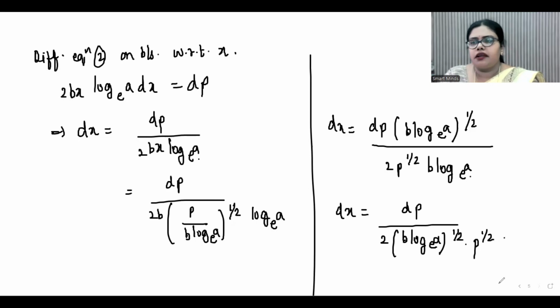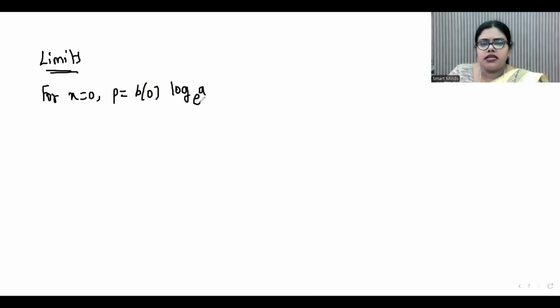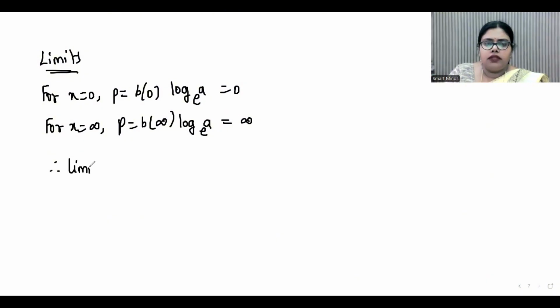Now whenever we take any substitution, limits will change. Now let's see how the limits change. For x is equal to 0, p is b into 0 log a to the base e, that is 0. Now for x is equal to infinity, p is equal to b into infinity log a to the base e, that is infinity. Therefore, limits are from 0 to infinity.